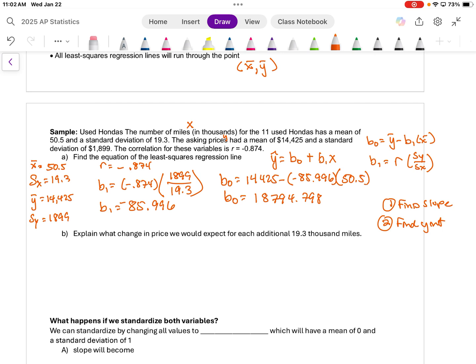And, you know, again, it's okay to leave it that many decimals. And then when I go to write the equation, I would say y hat equals 18,794.798 minus 85.996 x. And then we would want to make sure that we define what y hat and x are.